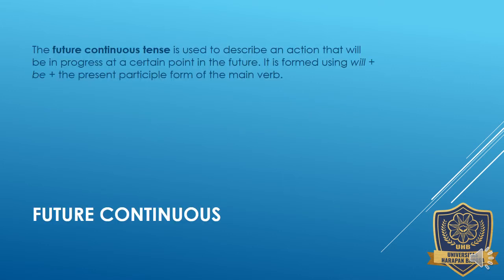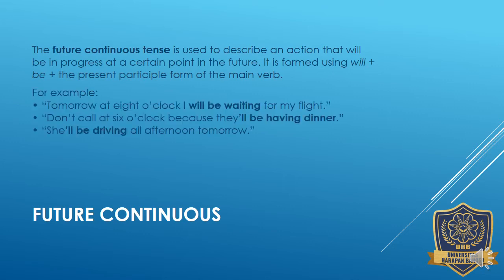Future continuous tense. The future continuous tense is used to describe an action that will be in progress at a certain point in the future. It is formed using will plus be plus the present participle form of the main verb. For example, tomorrow at 8 o'clock I will be waiting for my flight. Don't call at 6 o'clock because they will be having dinner. She'll be driving all afternoon tomorrow.